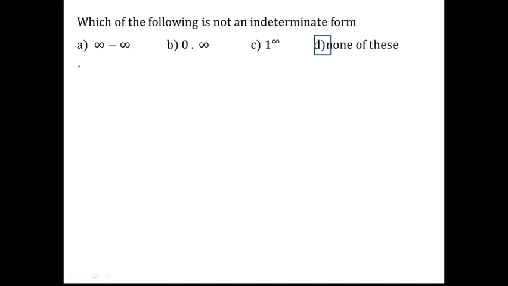Now which of the following is not an indeterminate form? Just now we have seen 0 into infinity, 1 raised to infinity, and infinity minus infinity. All these are indeterminate forms, so therefore the correct answer for this is none of these.